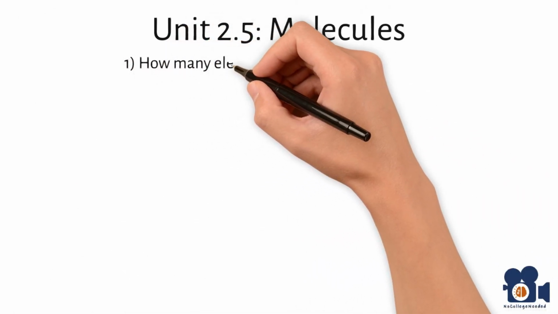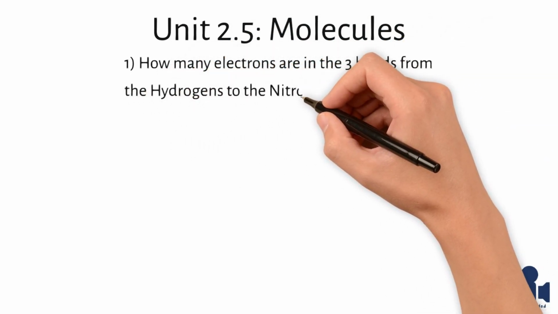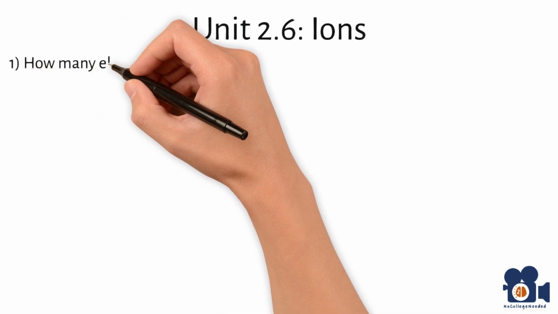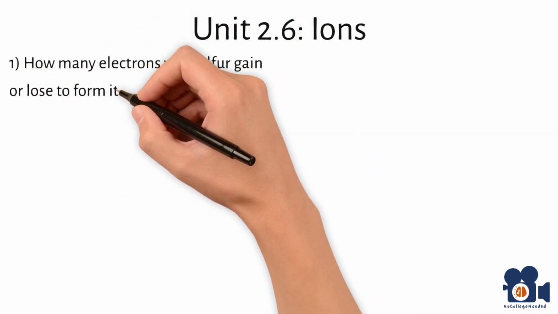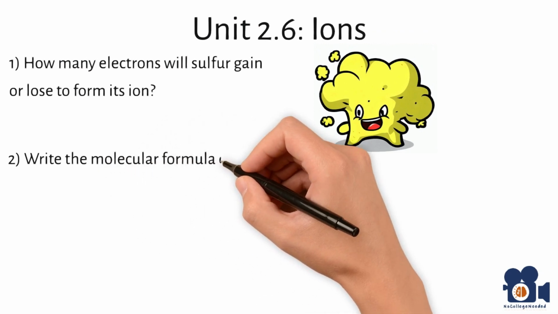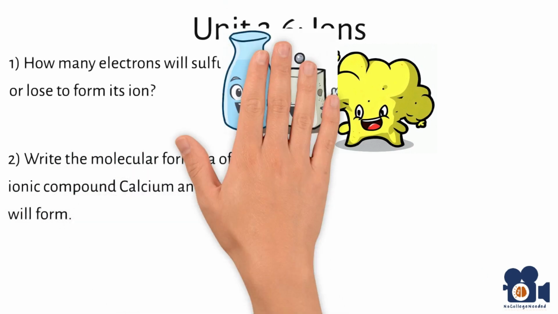Unit 2.5, molecules. How many electrons are in the 3 bonds from the hydrogen to the nitrogen in ammonia? Unit 2.6, ions. Number 1, how many electrons will sulfur gain or lose to form its ion? Number 2, write the molecular formula of the ionic compound calcium and fluorine will form.